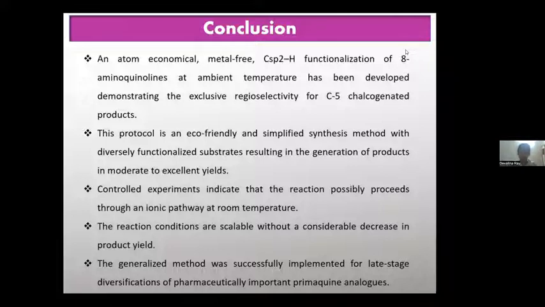Next, the reaction conditions are scalable because we have done it up to 1 gram without a reduction in the yield of the product. So it's a scalable reaction, we can say. The generalized method was successfully implemented for late stage diversification of the pharmaceutically important primaquine analog, where we have shown 50 to 90% yield of the derivatized drug product.